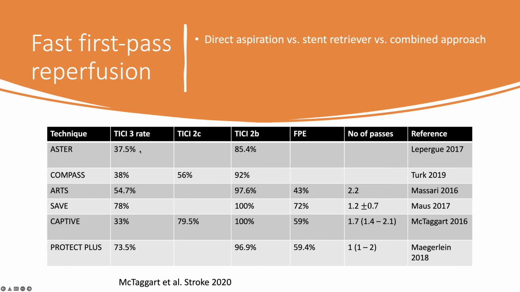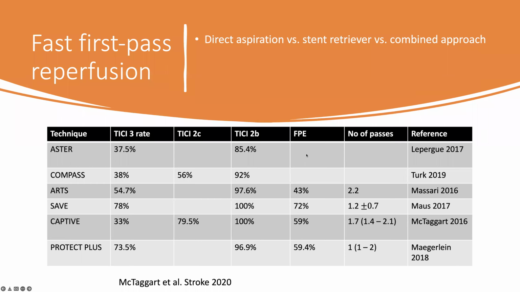Some of the studies reported TICI 2C, and you can see the TICI 2C compared across these trials. COMPASS is direct aspiration, while CAPTIVE is a combination approach with a stent retriever and direct aspiration. You can see that the TICI 2C rate is higher, which is very important. You can also see that the TICI 2B is higher within the combination approach, these last 4 trials, versus direct aspiration.